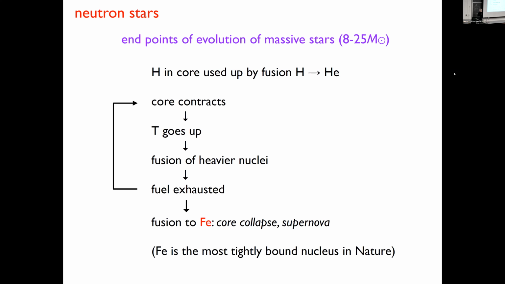Okay. So this goes on until the fuel is exhausted in a particular cycle. Then the star repeats the cycle. It again heats up the core, contracts the core, and you ignite the next cycle up. This goes on until you get to iron in the core.